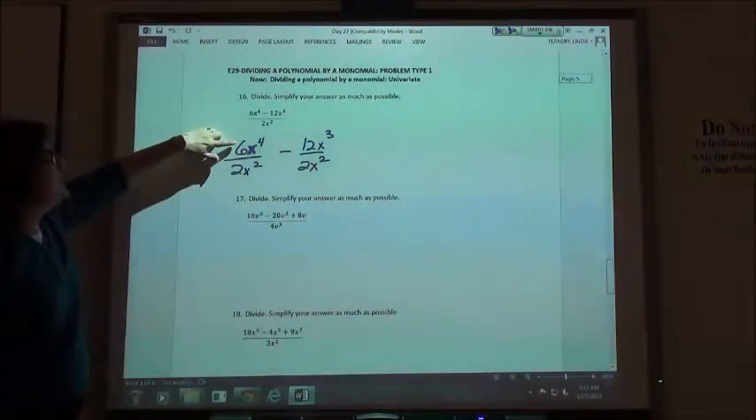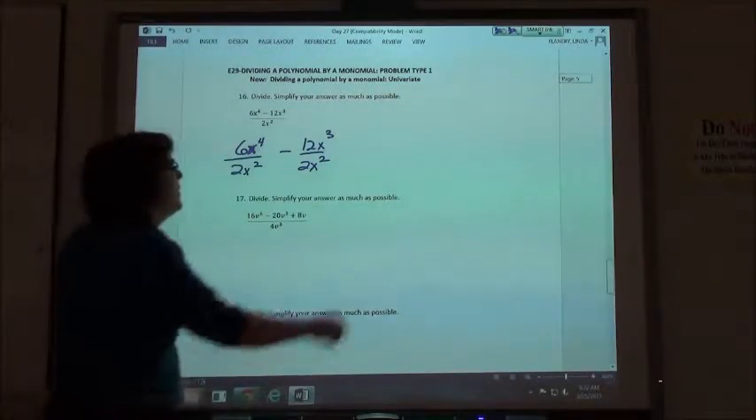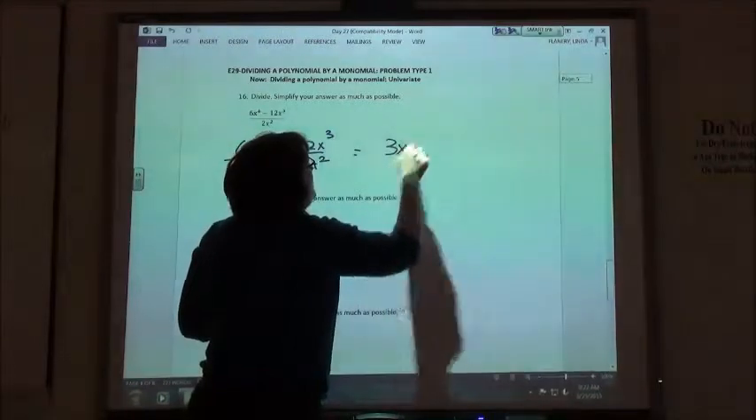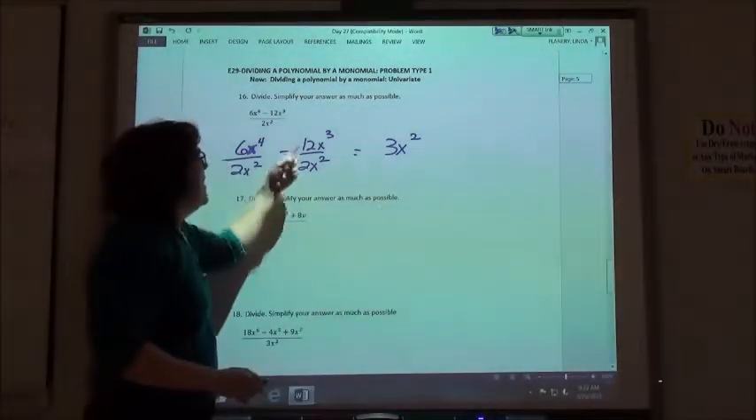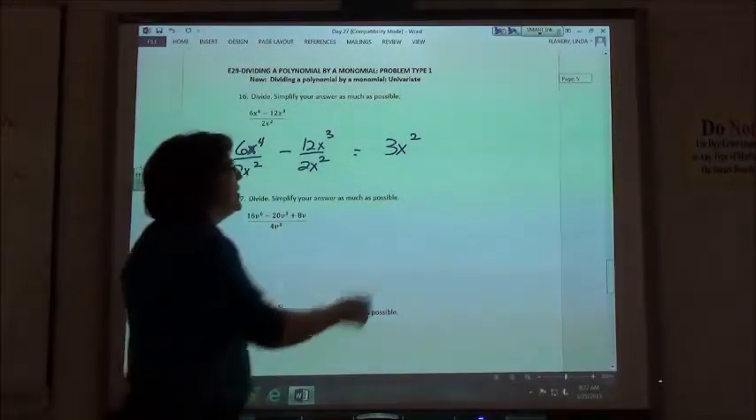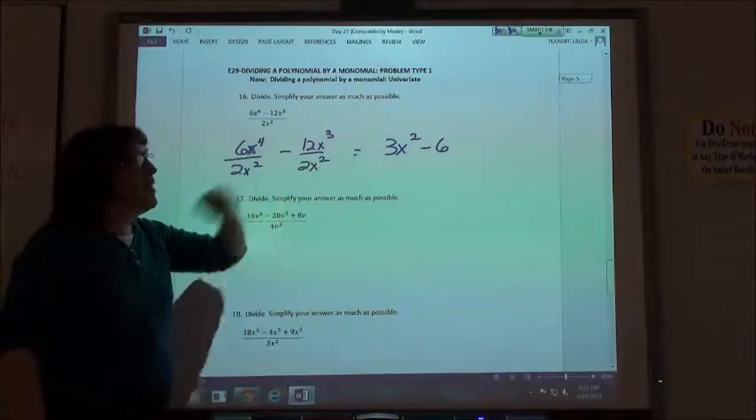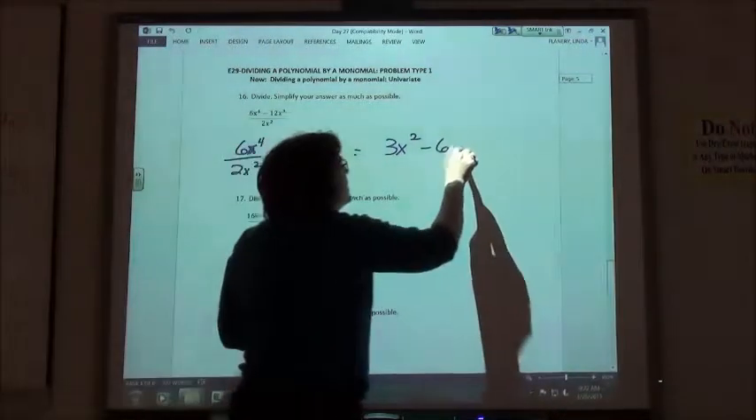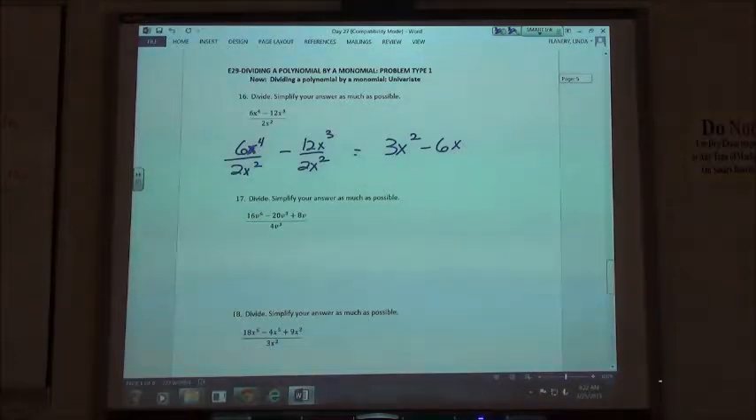So 6x to the 4th divided by 2x squared would give me 3x squared. Yep, 4 minus 2 is 2. Negative 12 divided by 2 would give me negative 6, and then x to the 3rd divided by x squared, I subtract, so I just get minus 6x. So 3x squared minus 6x is just going to be my answer then.